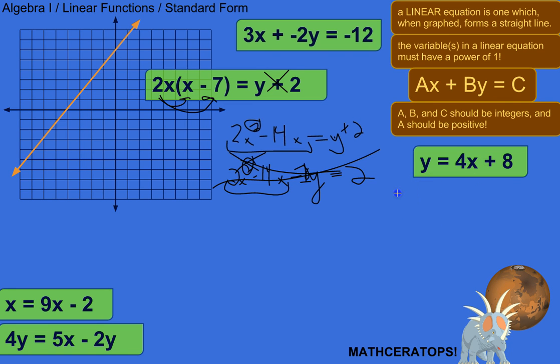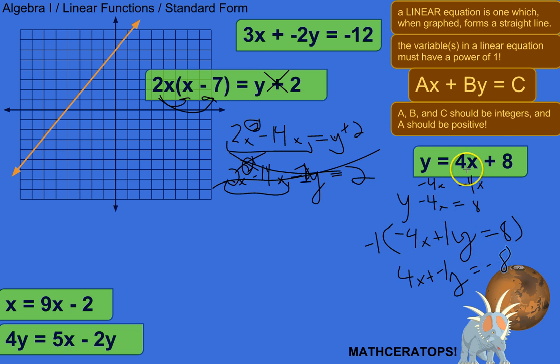So we'll move this 4x by subtracting it from both sides. So y minus 4x equals 8. And let's just rearrange this: negative 4x plus y. We'll call that 1y, so it has a coefficient like that, equal to 8. And then we want this to be a positive number, so we can multiply everything by negative 1 just to flip the sign. So we've got 4x plus negative 1y equals negative 8.